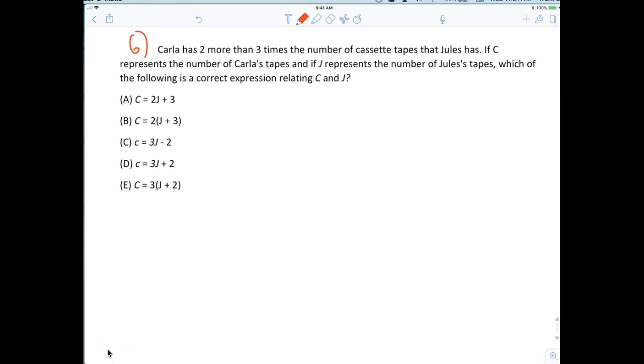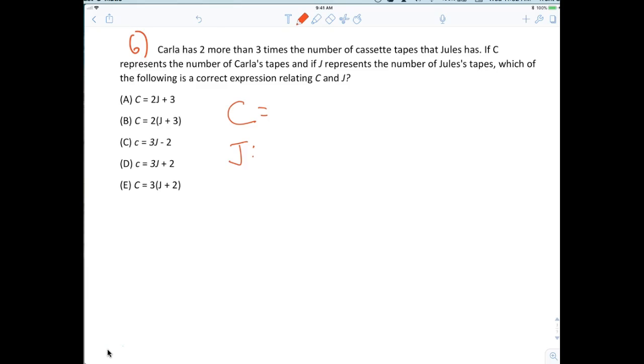It says Carla has 2 more than 3 times the number of cassette tapes that Jules has. If C represents the number of Carla's tapes and J represents the number of Jules' tapes, which of the following is a correct expression relating C and J? This is something I need to set up. So I have Carla and Jules.